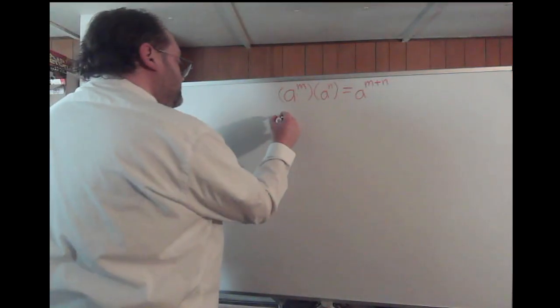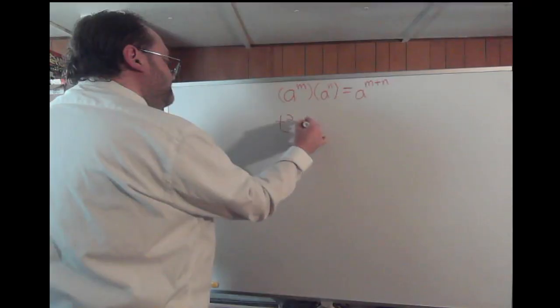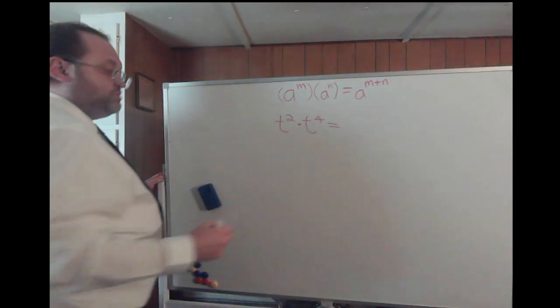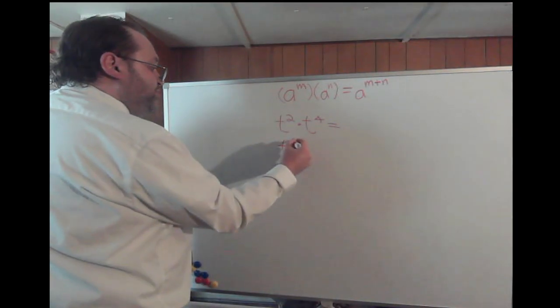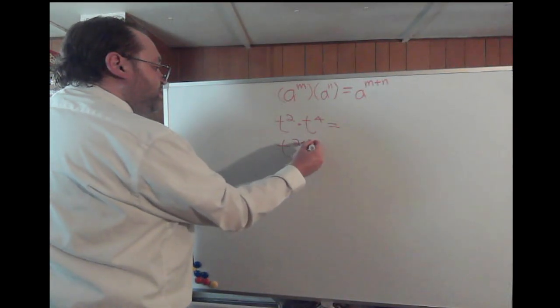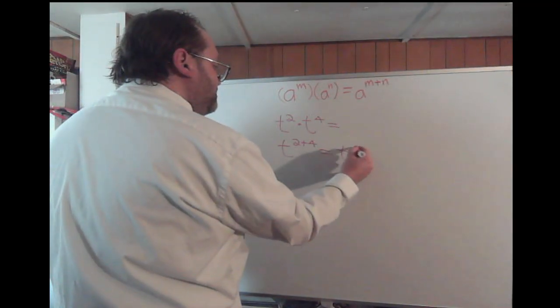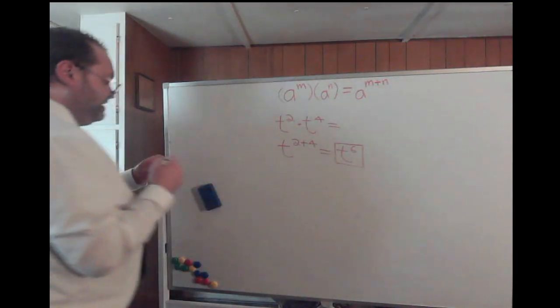Alright. We have t to the 2nd power times t to the 4th power. They have the same base, we're multiplying the same base, so you'll keep your base of t. Now you'll add your powers of 2 and 4 together. 2 plus 4, that's 6. So your answer is going to be t to the 6th power.